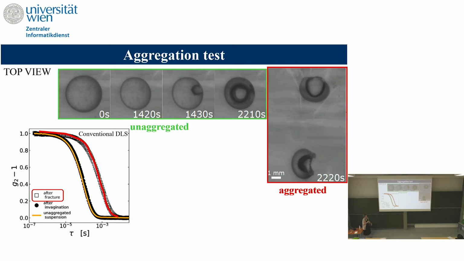To check whether my particles are aggregated or not, I use standard dynamic light scattering, which you have explained. Yes. It gives me the size of my particles. This is the correlation function as a function of t. In yellow, this is what you have for the batch particles. This correlation function gives you some size.